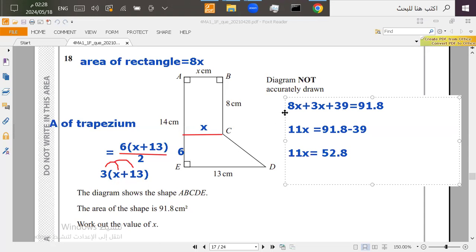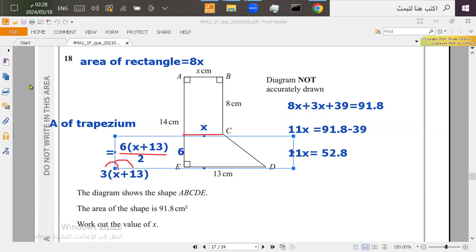Now at the end, what do we do? Very good. So what we did, we added these. We got 11x. And 39 we took to the other side, it's going to be minus 39. And then here 11x equals 52.8. Now we divide both sides by 11 because we want to make x the subject. 11 divided by 11 is 1.